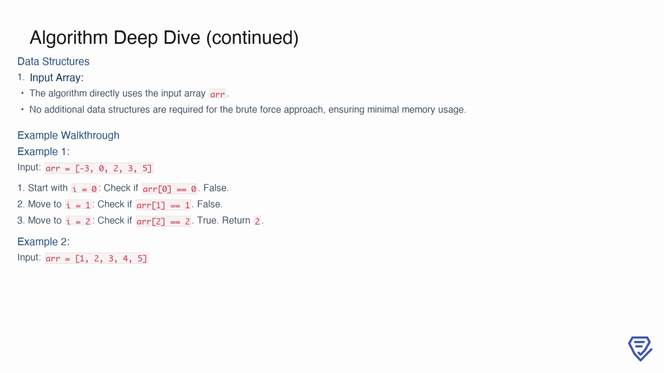To better understand the algorithm, let's walk through an example. Consider the input array ARR equals [-3, 0, 2, 3, 5]. Starting with the first index, i equals 0, we check if ARR[0] equals 0. This is false because -3 does not equal 0. Next, we move to i equals 1 and check if ARR[1] equals 1. Again, this is false as 0 does not equal 1. Then we move to i equals 2 and check if ARR[2] equals 2. This time, the condition holds true, so we return 2.